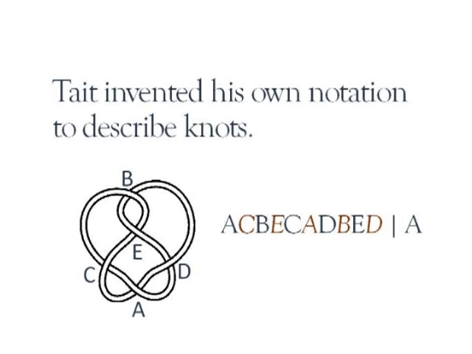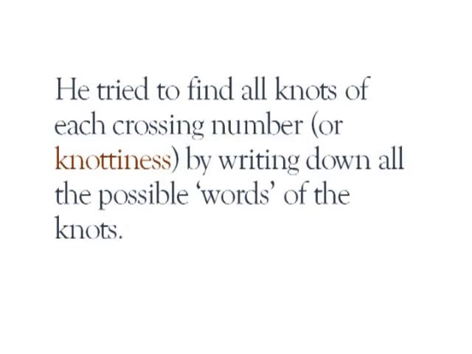So if we start here at A on the overcrossing, we go from A to C, then B, E, C, A, D, B, E, D, A. So he said, well, if you write down this word, that uniquely identifies what knot you thought of. And so he tried to work out this periodic table of knots systematically by going through each crossing number and writing down all the different knots with that crossing number. So that was a knot with five crossings. There are five different letters.